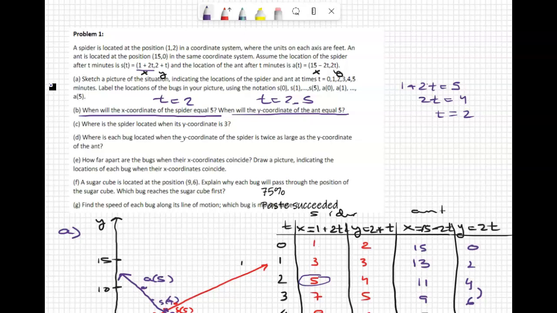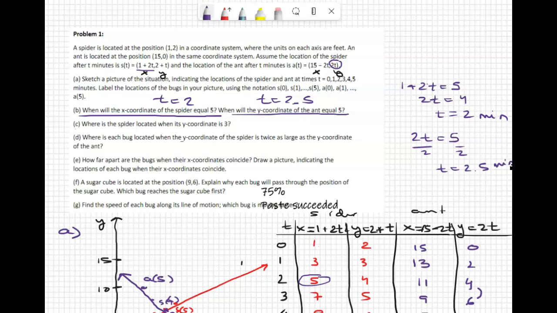And the same for when will the y-coordinate of the ant equal 5? So the y-coordinate is given by this equation, 2t. We want to figure out when that's equal to 5. Divide by 2, so t equals 2.5. Okay, and this is in minutes. Okay, so this is a strategy we're going to use, looking at the equations for each of the coordinates. Okay, let's look at part C.